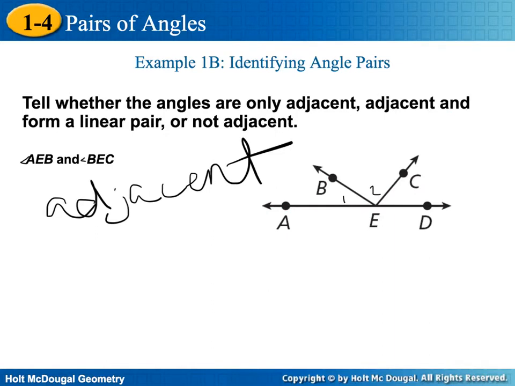But does it form a linear pair? Do the two angles make that T? So this would not be a perfect straight line, so it does not form the T. So we're going to say adjacent only.